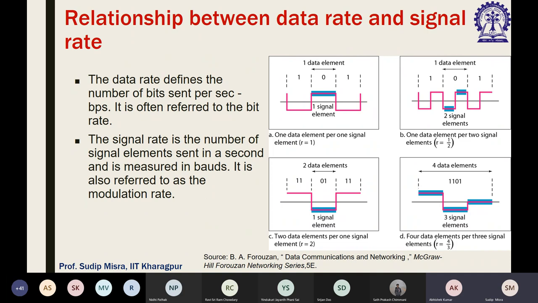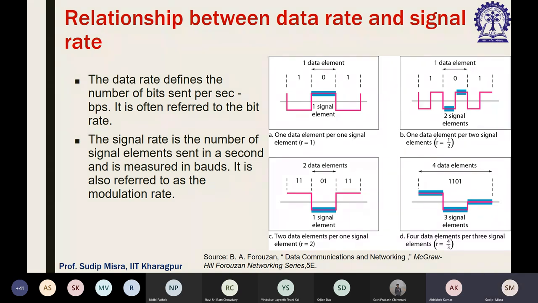The signal rate is the number of signal elements that are sent in a particular second. While the data rate is measured with the unit bits per second, the signal rate is measured in the unit called baud. So signal rate, the number of signal elements per second, has the unit baud, in contrast to the number of bits per second, which is the data rate.